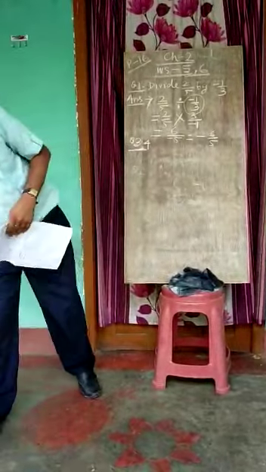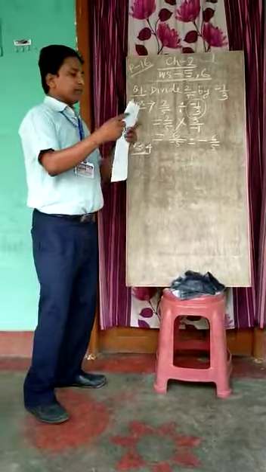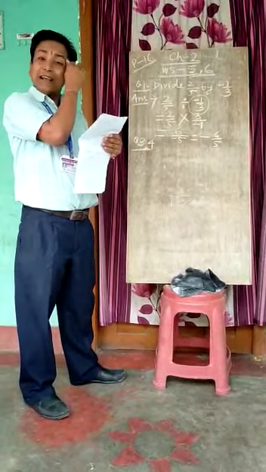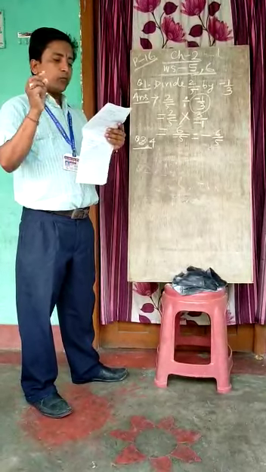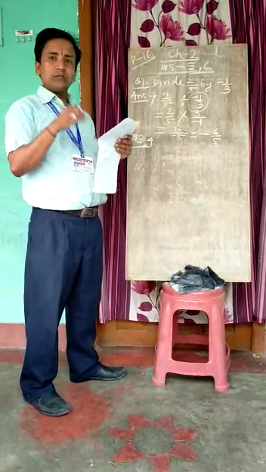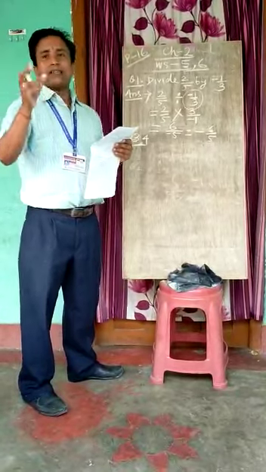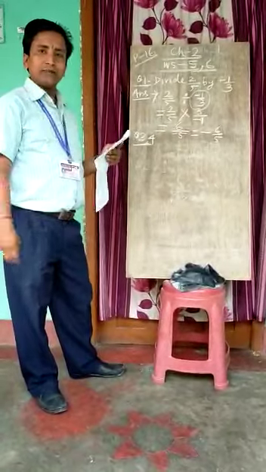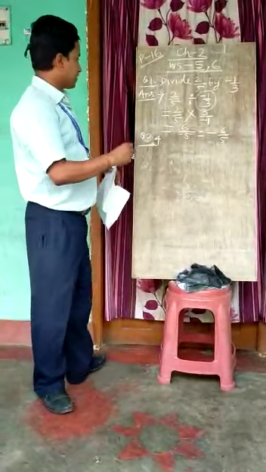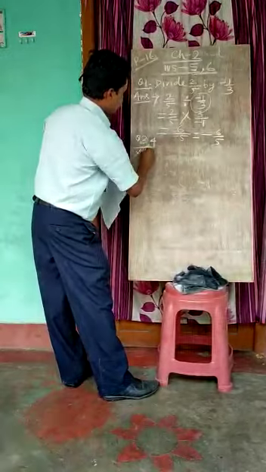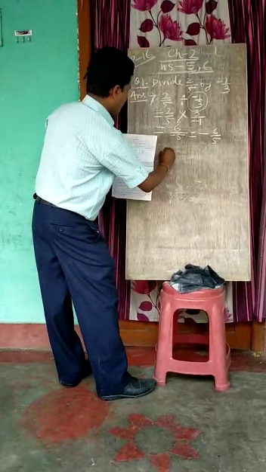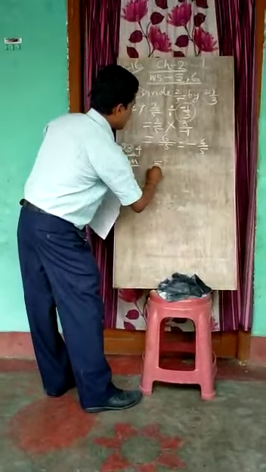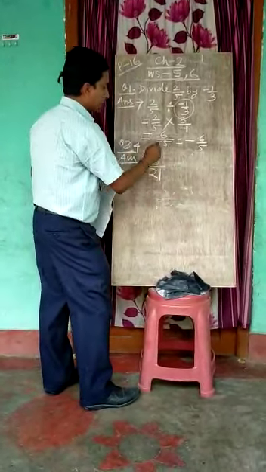This question is important. The product of two numbers is -3/7. If one of the numbers is 5/21, find the other. Here the product of two numbers is -3/7. One number is given: one number is 5/21.